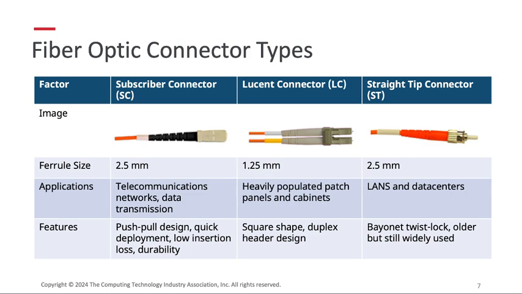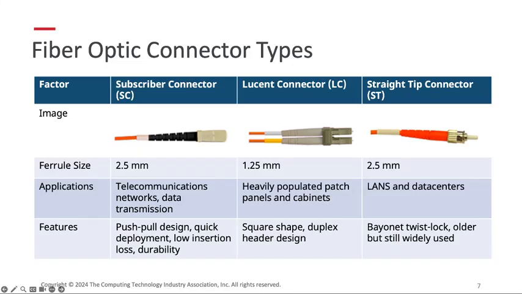For fiber optic connector types, there are several different types. SC, or subscriber connector, is a square-shaped connector that is used in telecommunication networks, whereas LC, or Lucent connector, is smaller and is ideal for high density installations, whereas the straight tip, or ST, is older but still used in some LANs and some data centers with a twisted lock. Each connector type has its unique features that are suited for different applications.